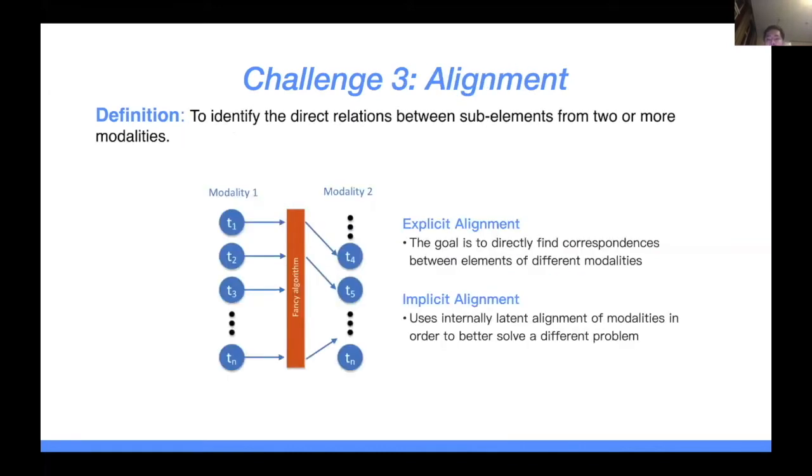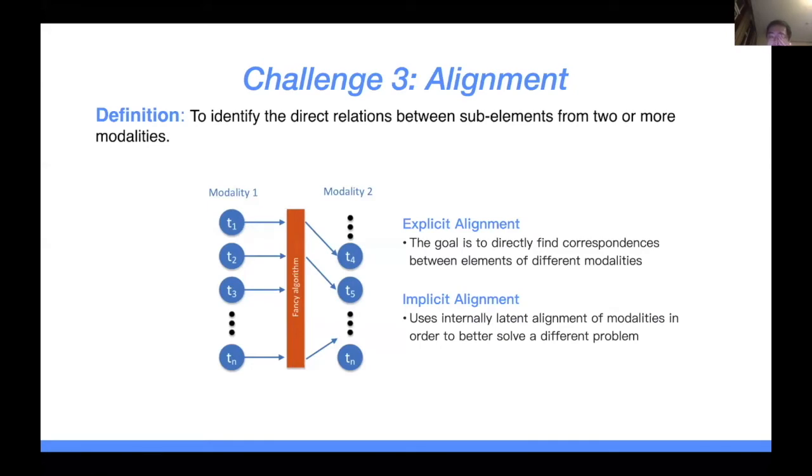A third challenge is to identify the direct relations between sub-elements from two or more different modalities. For example, given a movie, aligning it to the script or the book chapters it was based on. As the figure shows, an event that happened in T1 in modality 1 may correspond to an event in T4 in modality 2. To tackle this challenge, we need to measure similarity between different modalities and deal with possible long-range dependencies and ambiguities. We categorize multimodal alignment into two types, explicit and implicit.